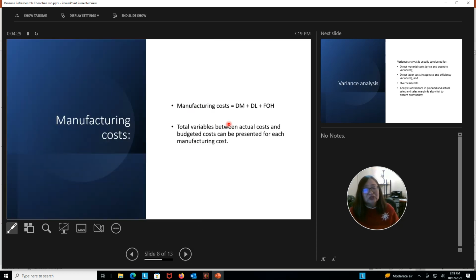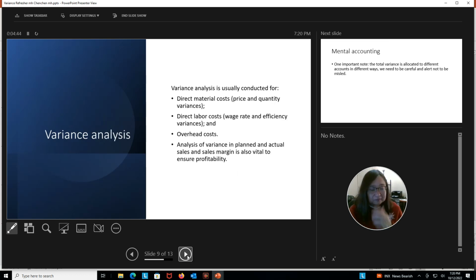So manufacturing costs equal direct materials plus direct labor plus factory overhead. And so we can have variances in direct materials, we can have variances in direct labor, and we can have variances in factory overhead. So we have direct material variances, we have direct labor variances, and we have overhead variances. We're not going to dig into that much detail, but I just want you to know what those types of expenses are.